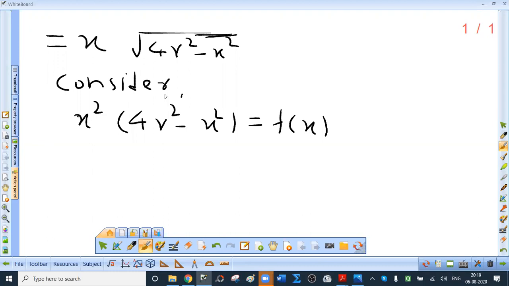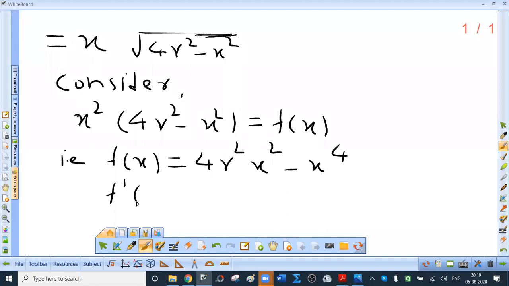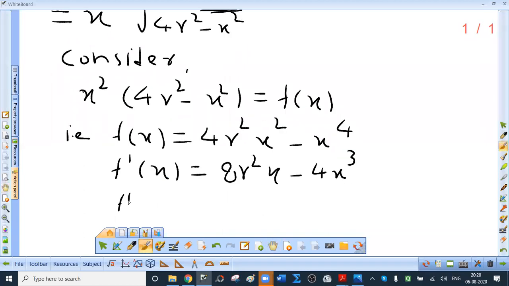Now tell me what is the derivative? Before that I simplify this. What is f of x? Instead of finding the derivative using the product rule, I open the bracket. So 4r square x square minus x raised to 4. Now what is f dash of x? Can I write this as 8r square x directly? What is the derivative of x square? It is 2x. Yes. Minus, what is the derivative of x raised to 4? It is nothing but 4x cube. Okay, so this is f dash of x. Find out f double dash of x. F double dash of x is 8r square minus 12x square.